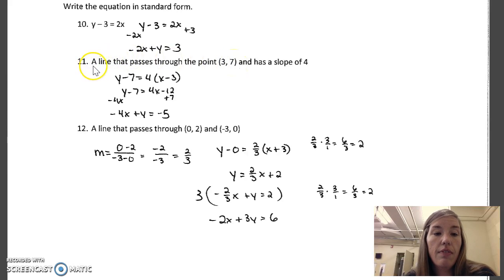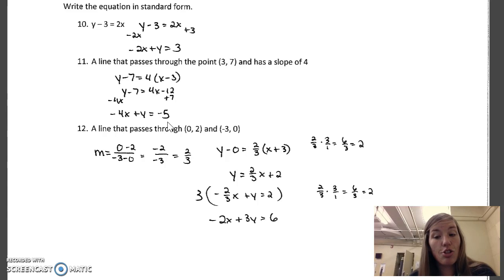Number 11. A line that passes through the point (3, 7) and has a slope of 4. What information did you have? You had a slope and a point. So you had to plug it into point slope form first, which is right here, distribute, move everything around, and end at a final answer.